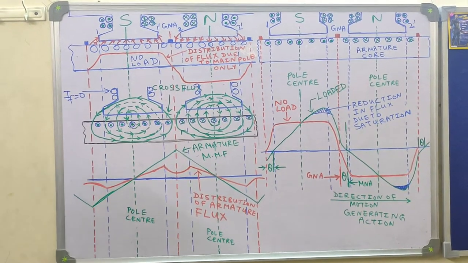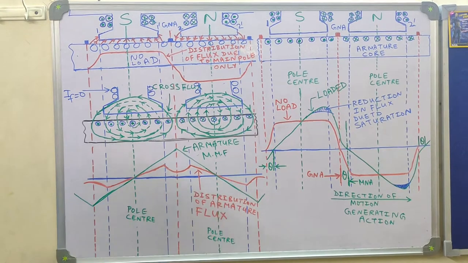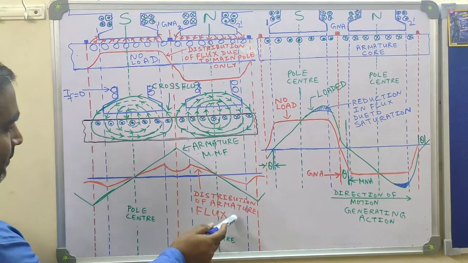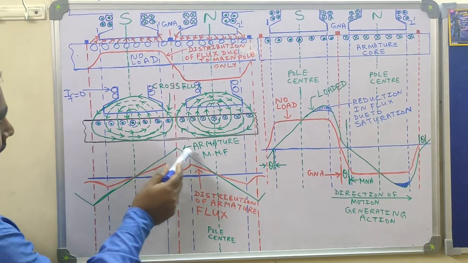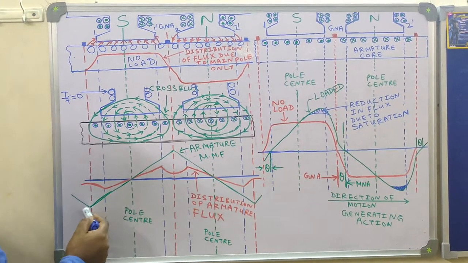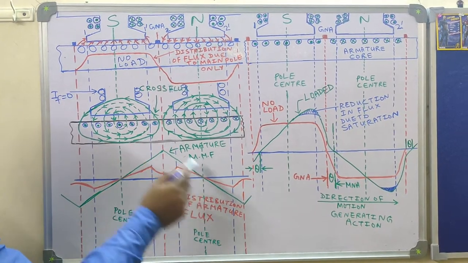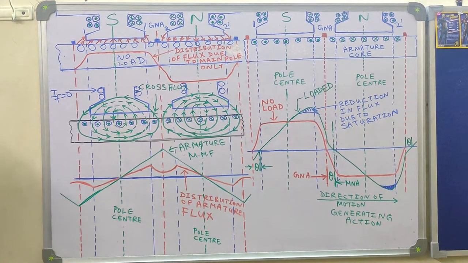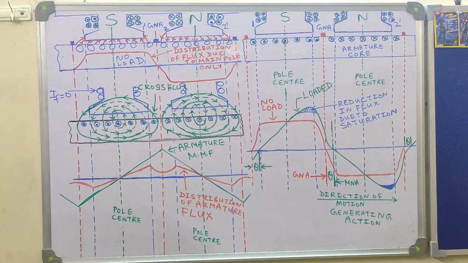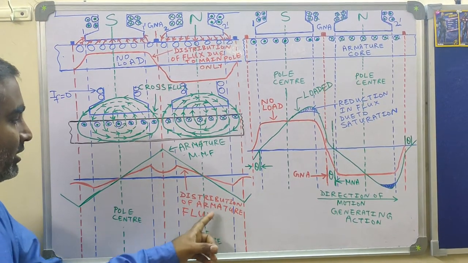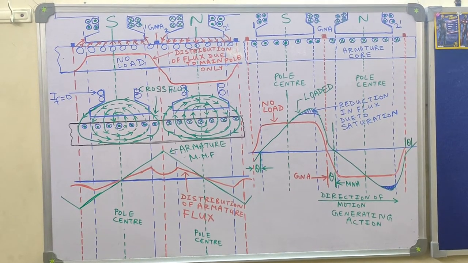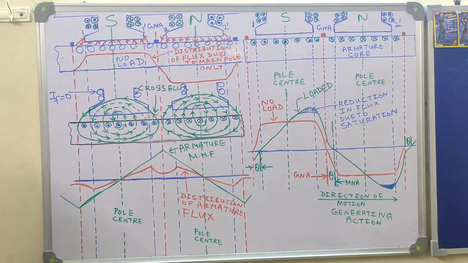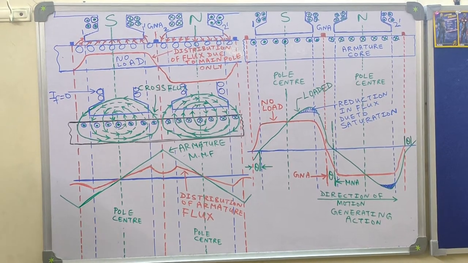Now this red colored waveform is nothing but the distribution of armature flux. First we plotted the armature MMF distribution, that is the distribution of armature magnetomotive force, and after that we will plot the distribution of armature flux. All of us know that armature flux, or in general magnetic flux, is given by magnetomotive force, that is MMF, divided by reluctance.